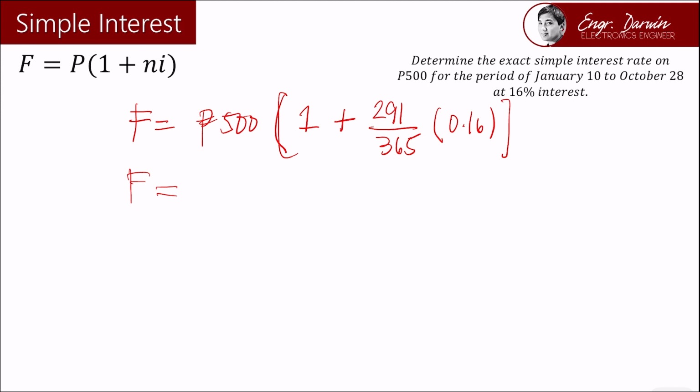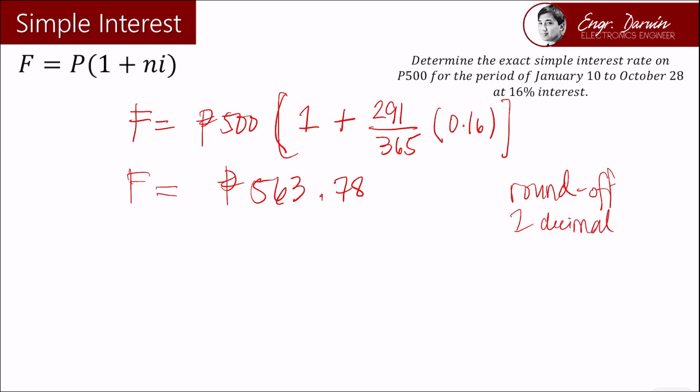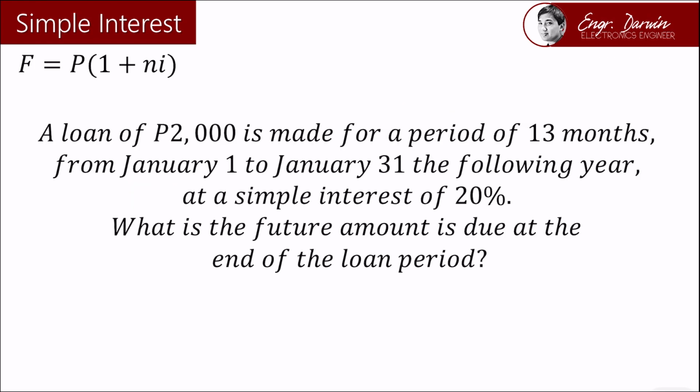So after 291 days, simple or exact interest rate, your 500 peso will be 563 peso and 78 cents. So pwede natin siyang i-round off to 2 decimal places if you need so. Kasi sa ating Philippine currency, dalawa lang yung ating decimal places to give way for centavos. So yan, probably you understand the process happened on this problem.